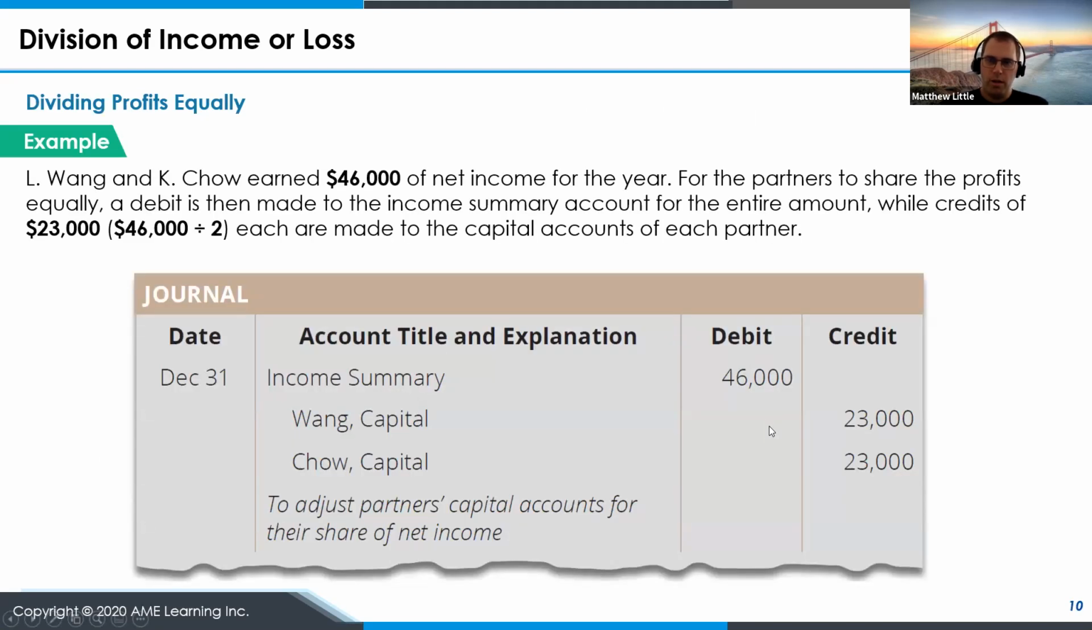So the first part is, in an example, we're dividing profits equally. So it's 50-50. Let's assume they earned $46,000 net income for the year. To share it equally, we divide that by 2, being $23,000. To close out the income summary, or the net income for the year, we've closed out all the revenue and expenses to the income summary account as learned in Accounting 1100. So we would debit our income summary for $46,000 and credit both the capital accounts for $23,000. This is sharing the net income equally amongst the two partners.